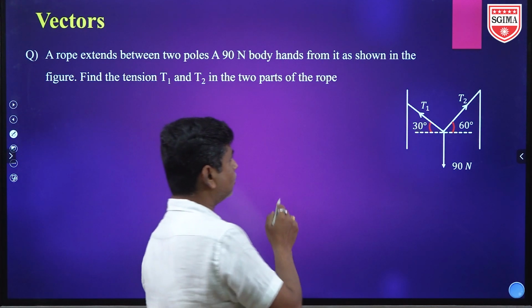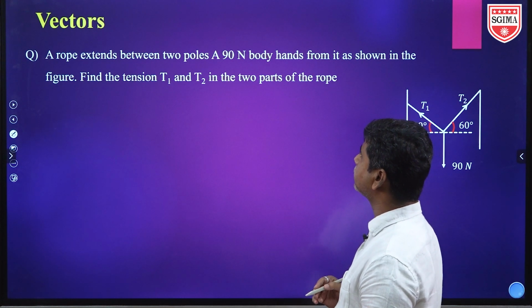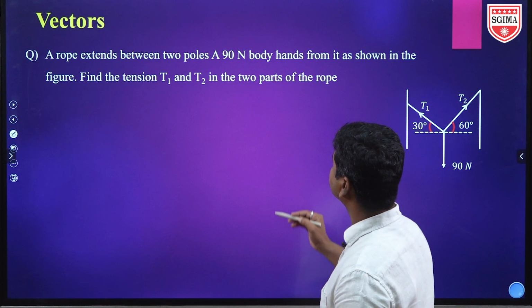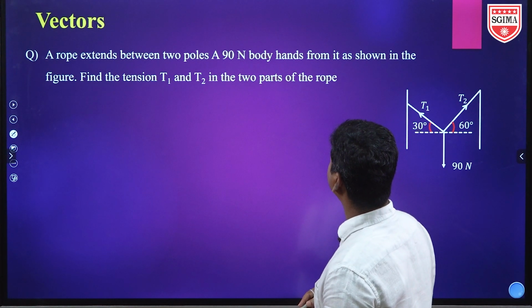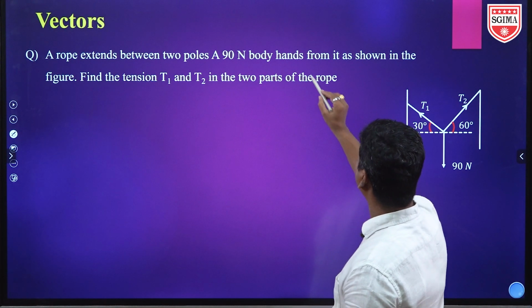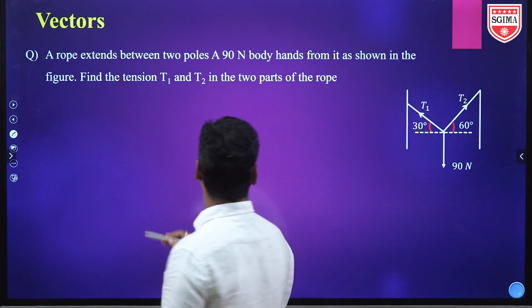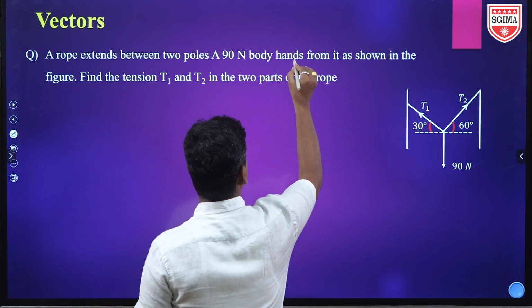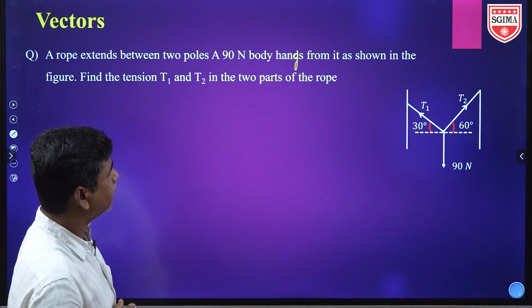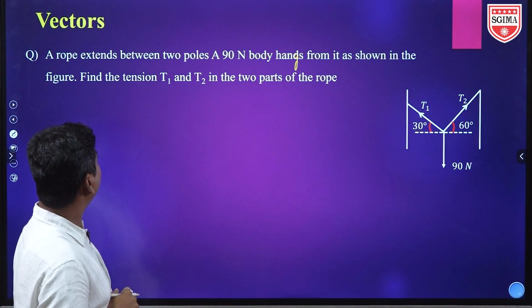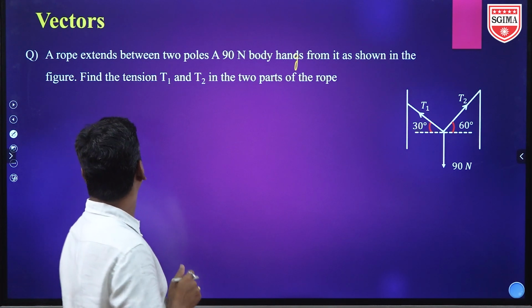Next, here is one question related to Lami's theorem. A rope extends between two poles. A 90 Newton body hangs from it as shown in the figure. Find the tension T1 and T2 in the two parts of the rope.